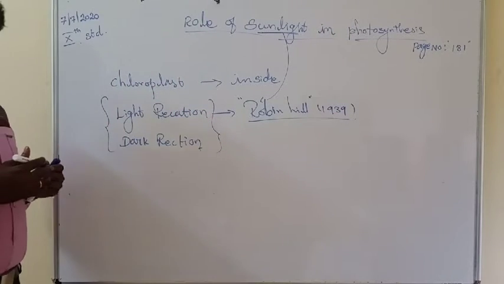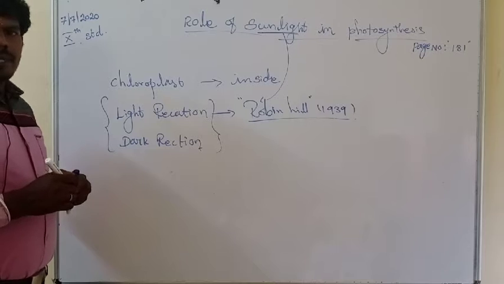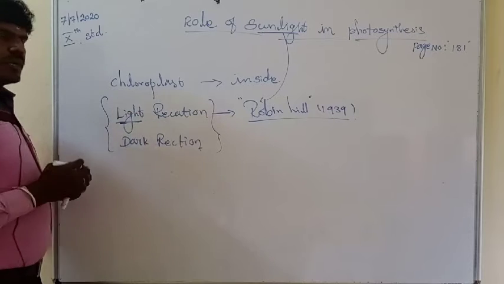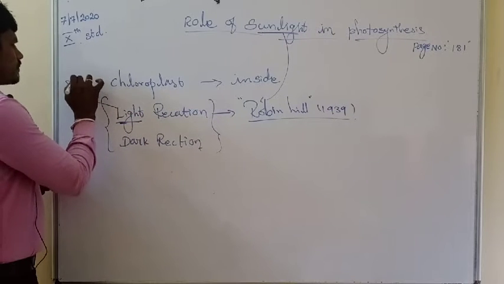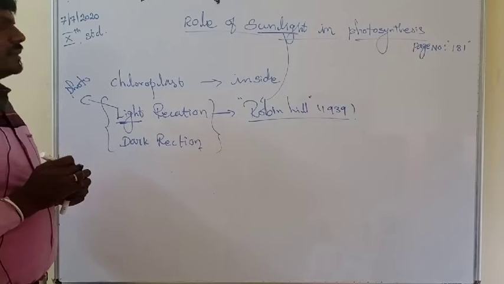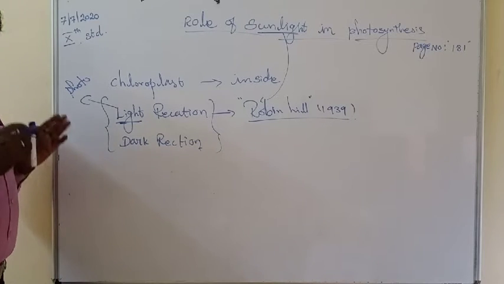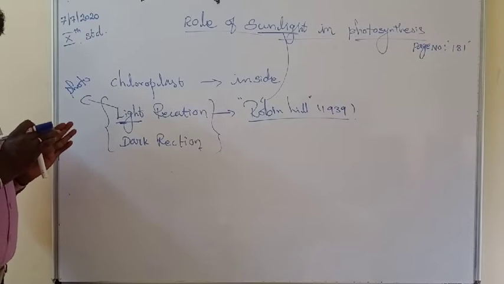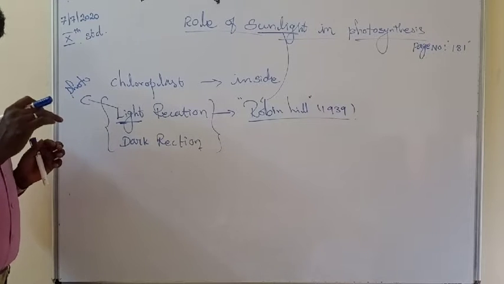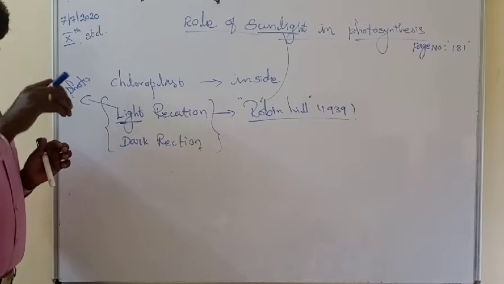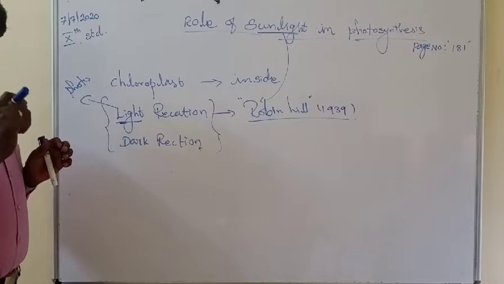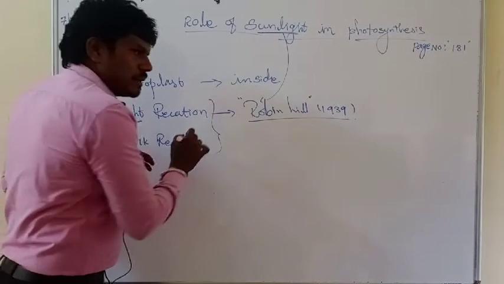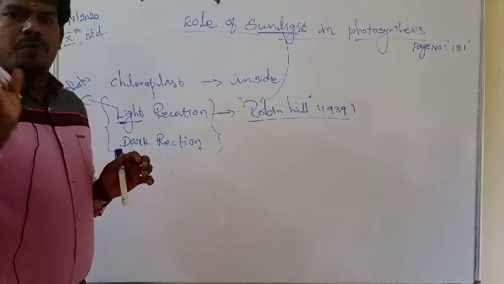This reaction takes place in the presence of sunlight. That's the reason the word light is mentioned here, meaning photo. These reactions take place in the presence of light energy in the thylakoid membrane. Where is the light energy used? In the thylakoid membrane. So you can easily write that the light reaction occurs in the thylakoid membrane in the chloroplast.